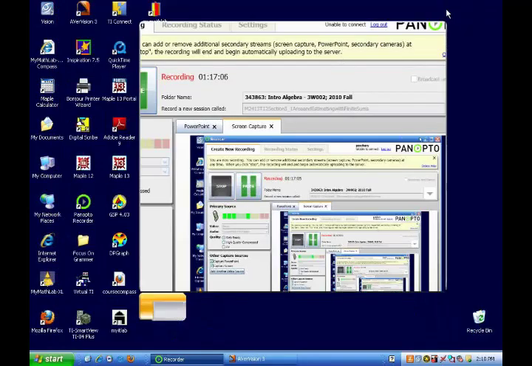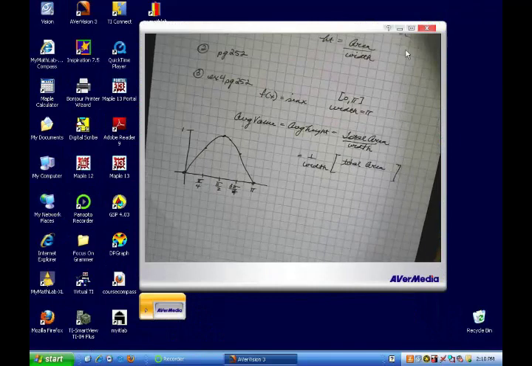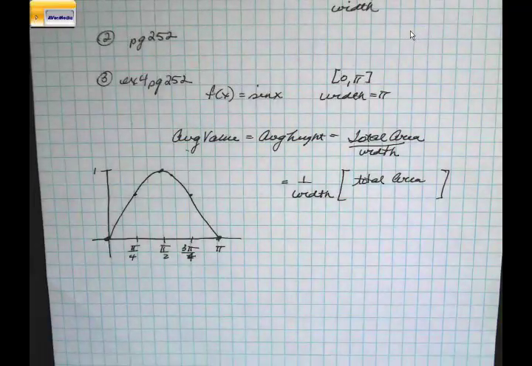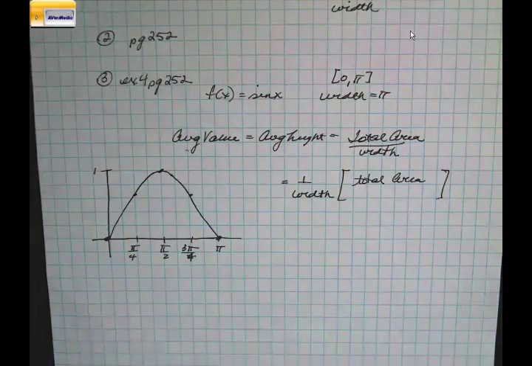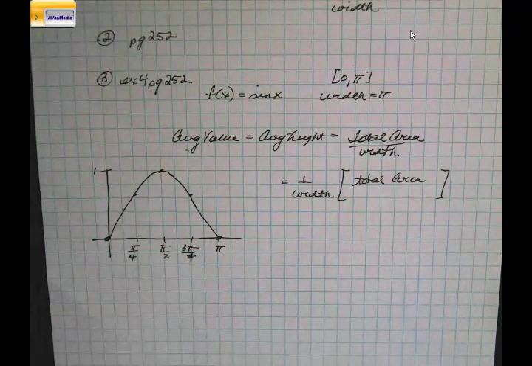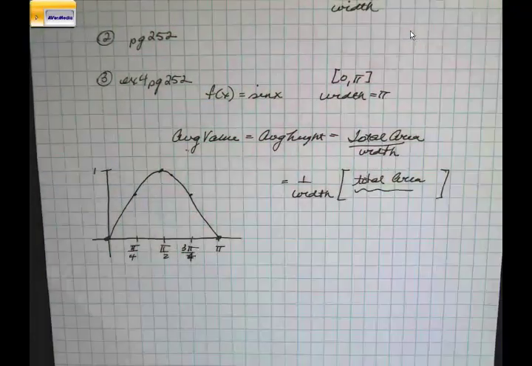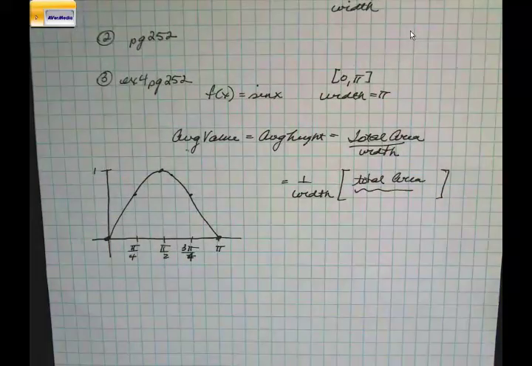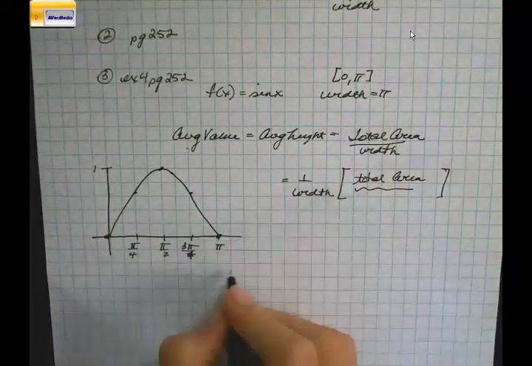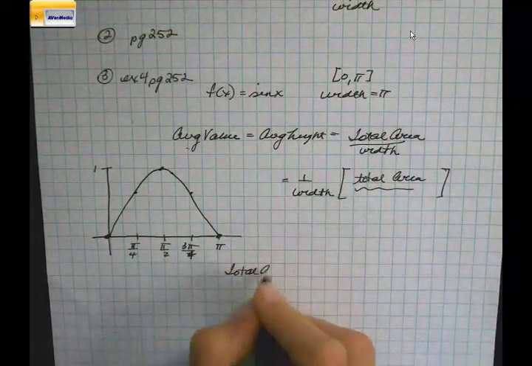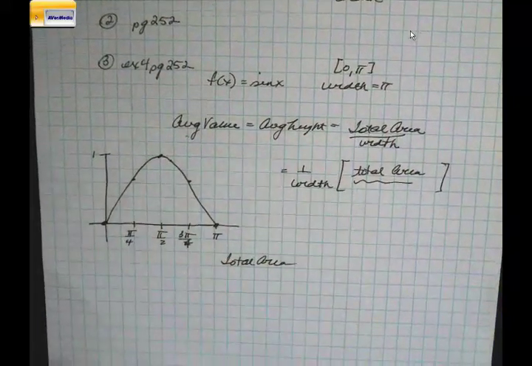Okay, so let's finish this question now that we've all had a break. The average value, the average height of the function, is the total area divided by the width. Well, the total area under the curve is what we've been doing all along. So we need to find the total area and then divide it by the total width, and the total width is pi. So let's start off by getting total area, just the area under the curve.